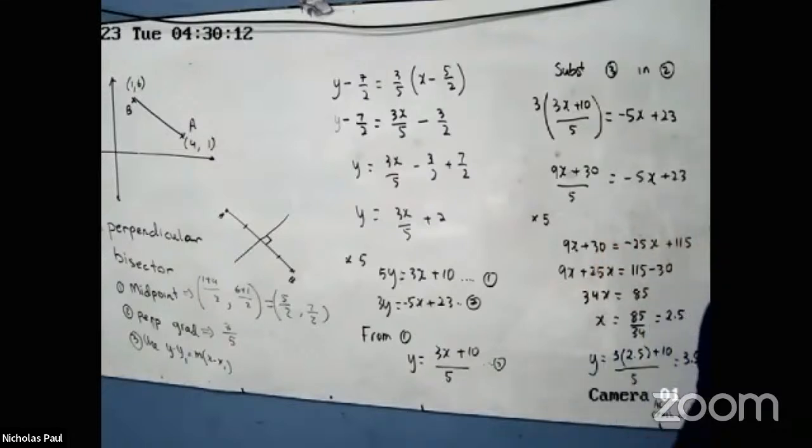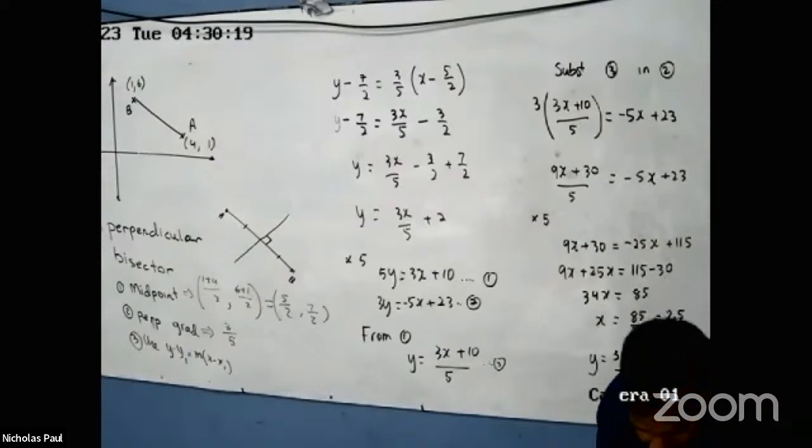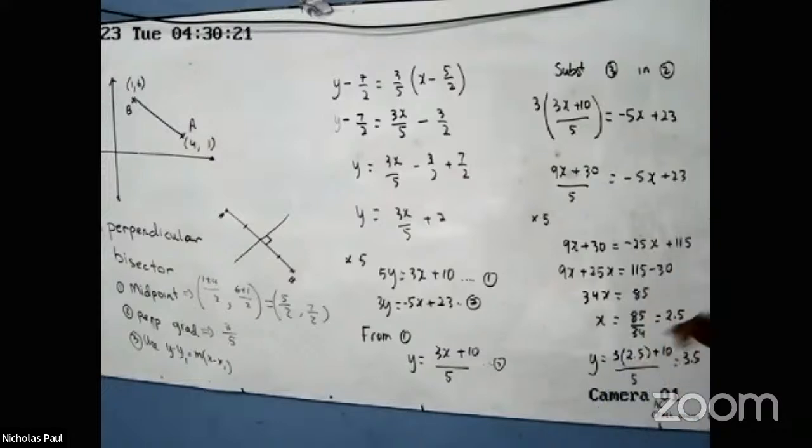Everybody okay with that? So when you solve simultaneously, you find the points where they meet. So is it okay to leave it as a fraction? Yeah. It's okay to leave it as 3 over 2 and 7 over 2. Okay? It's okay to do that.